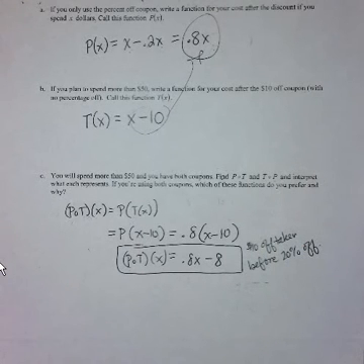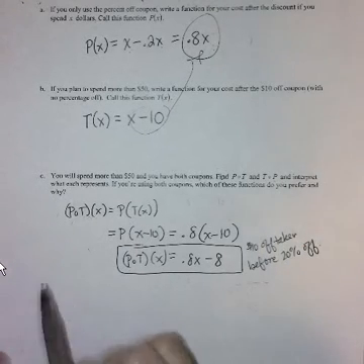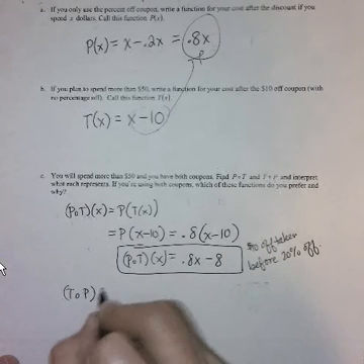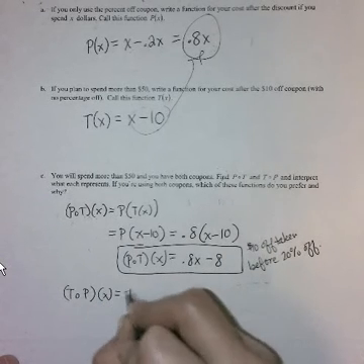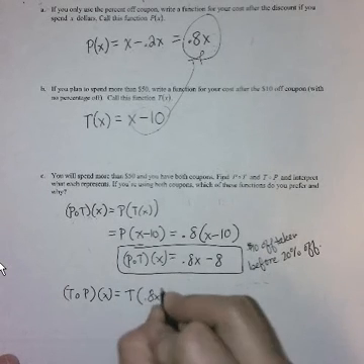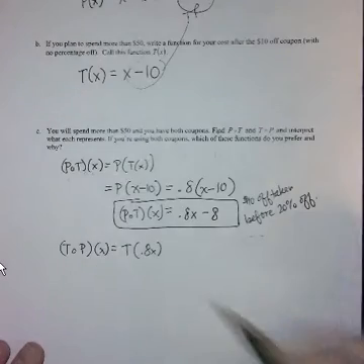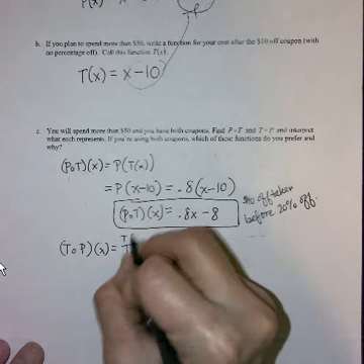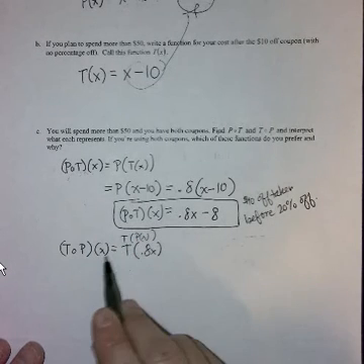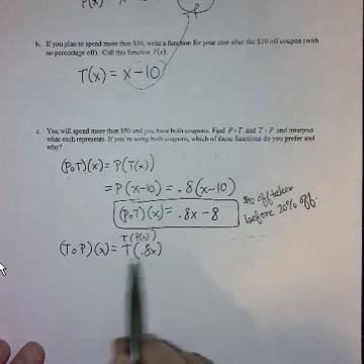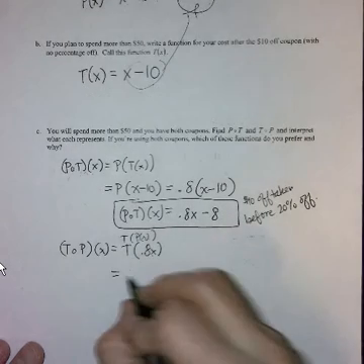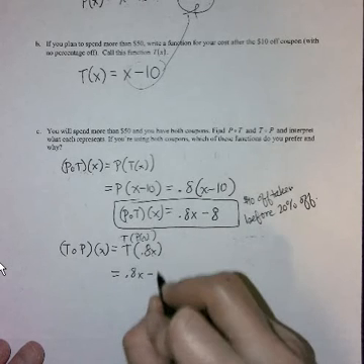Okay, and then in the reverse of that, T composed with P at X, we have T at P at X, which is T at 0.8x. Oops, I didn't write that down. But you should understand that T at P at X is T at 0.8x. And so we plug that into T and we get 0.8x minus 10.